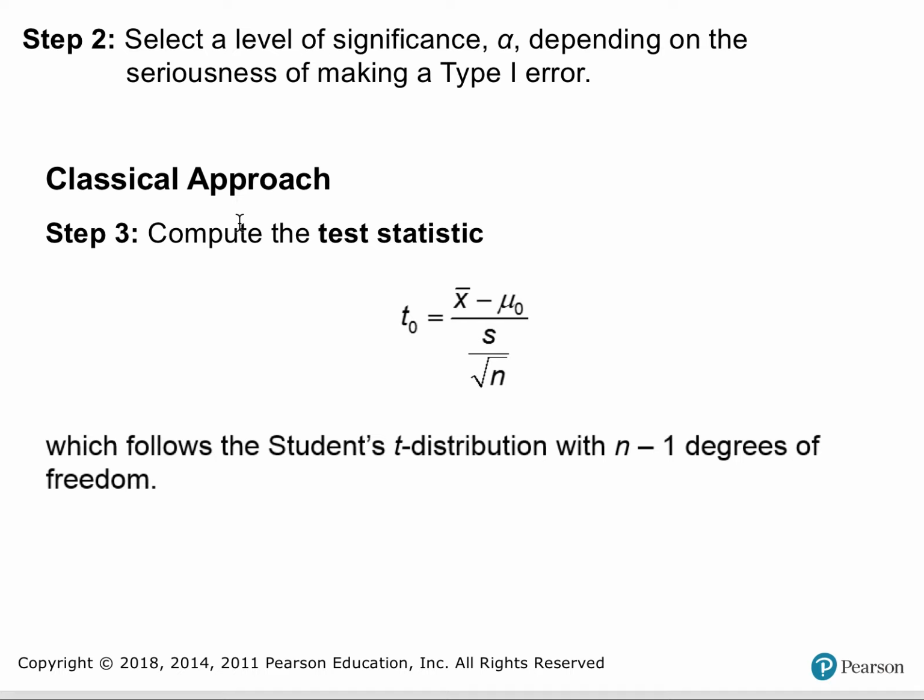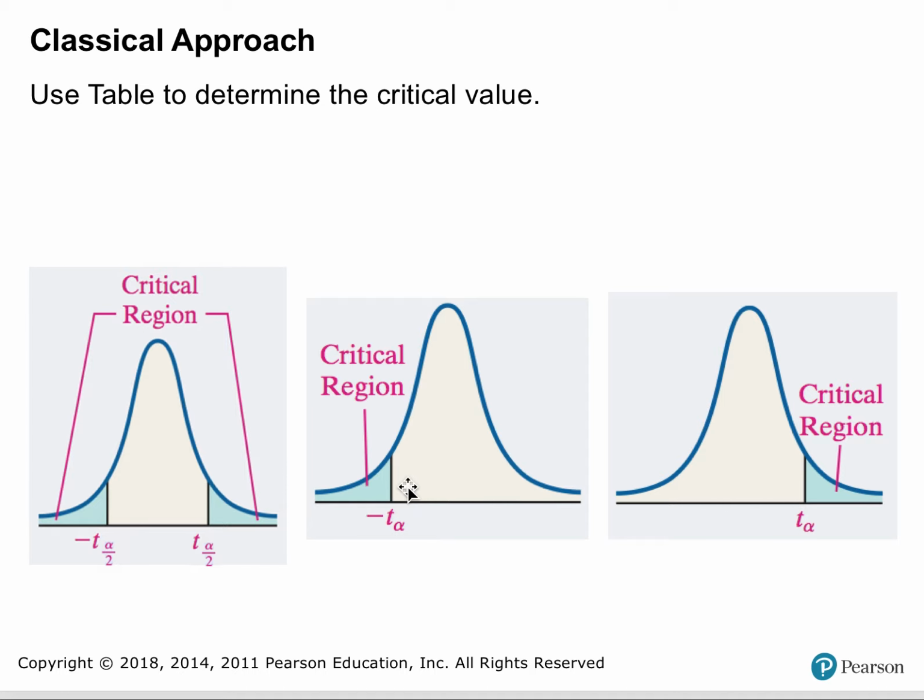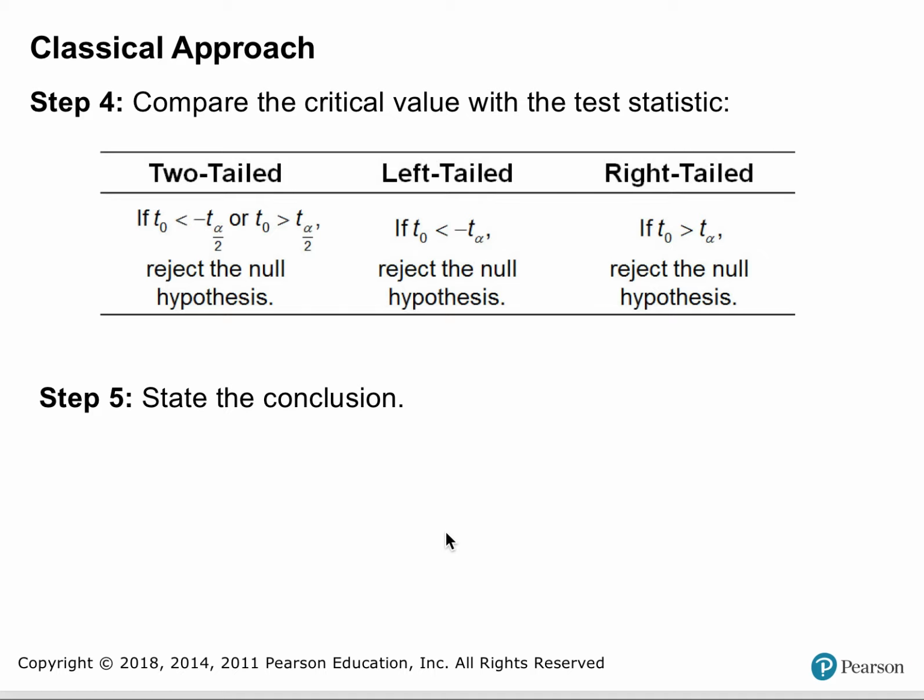So for either one, we're going to compute the test statistic, and here's the formula we're going to use, but it's going to follow the t-distribution. Then we'll use the table to determine the critical value. Critical regions in the two-tailed test, the left-tailed test, the right-tailed test. We're going to compare the critical value with the test statistic to decide when we need to reject the null hypothesis and then state our conclusion.